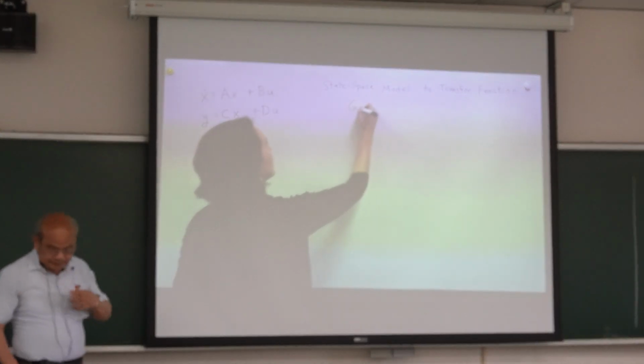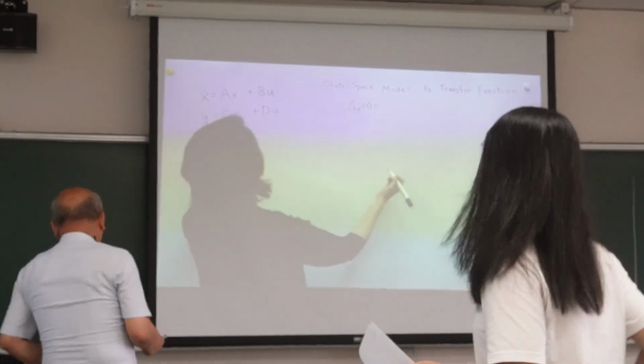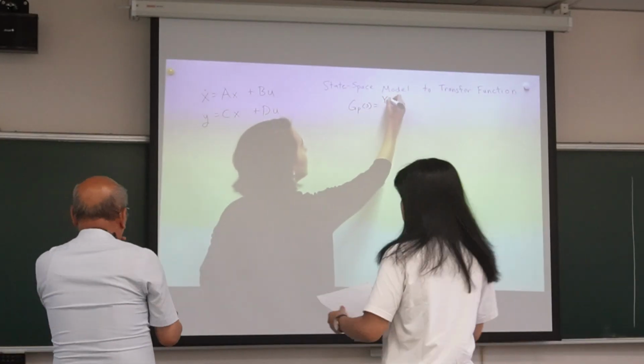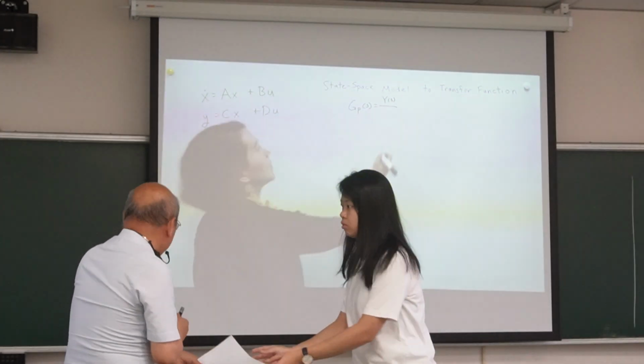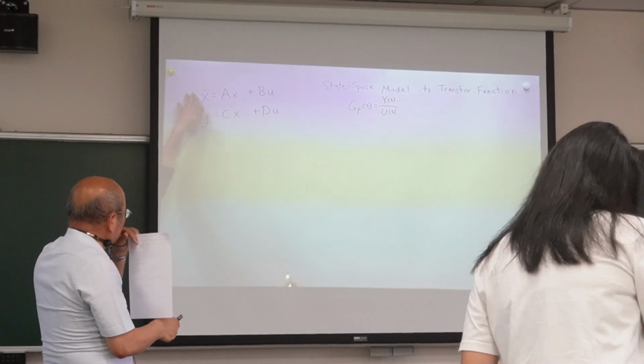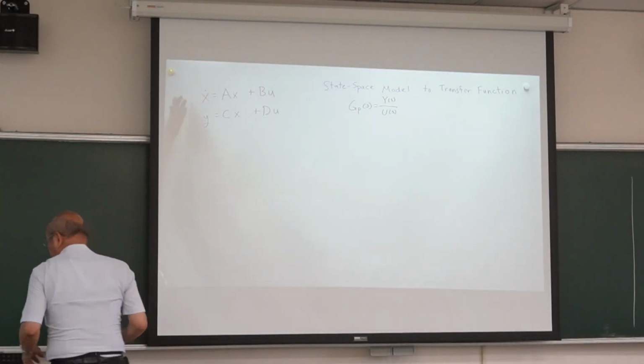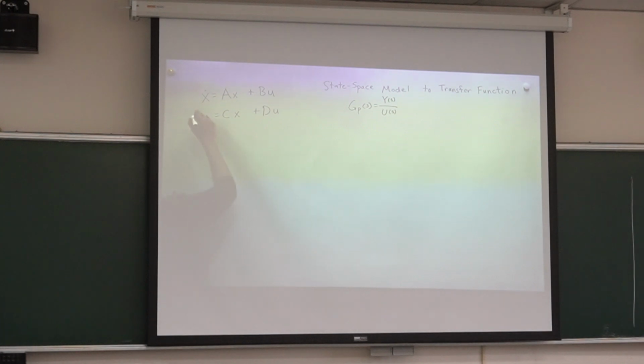So again, let's remember the transfer function is going to be the output, which in this case is y, over the input, which in state space is u. How can you transform state space into a transfer function? So let's take the Laplace of this and see what happens.